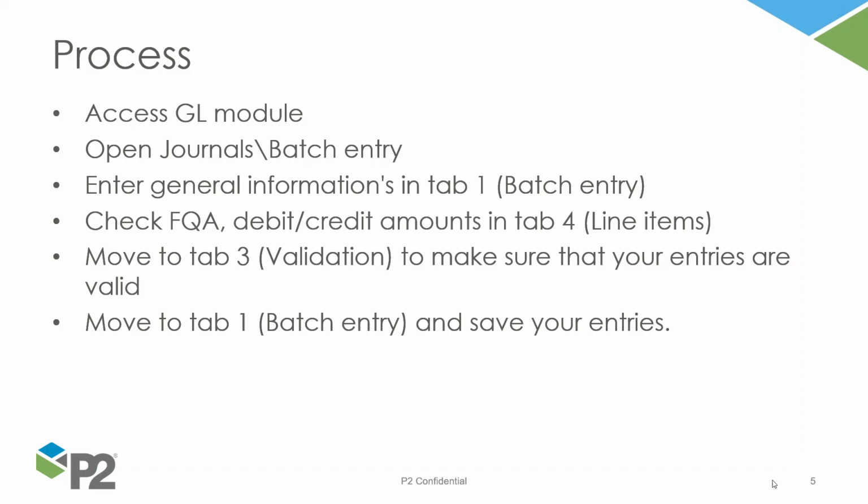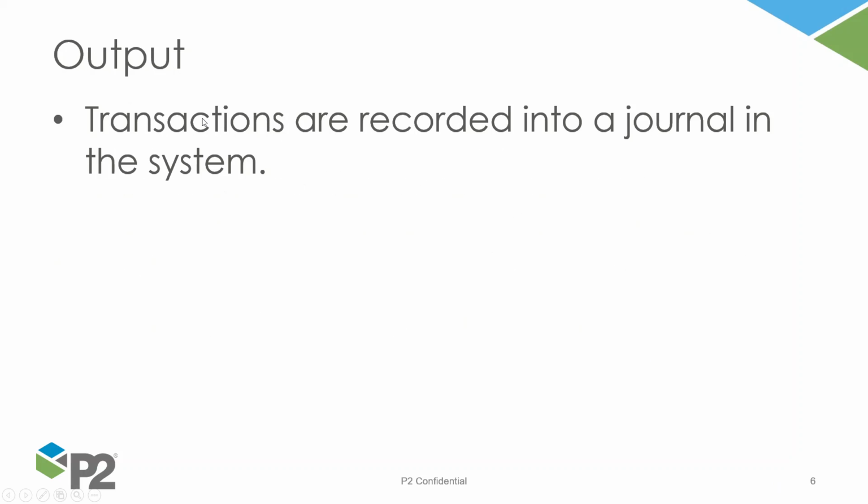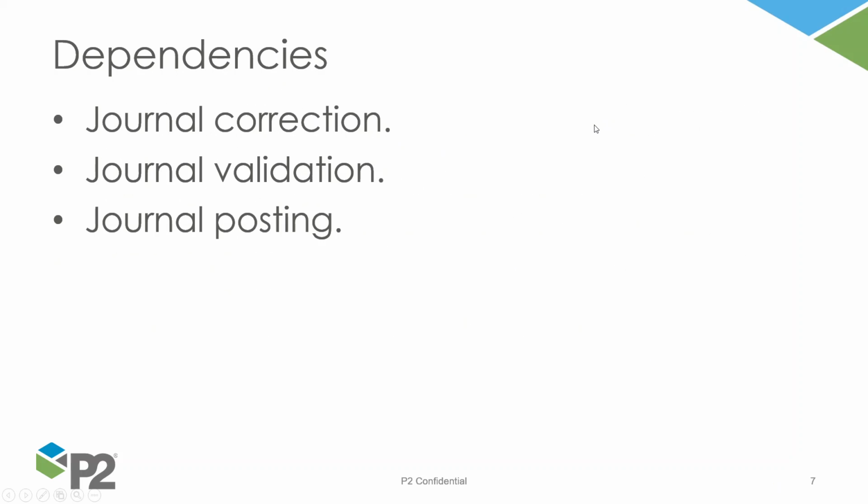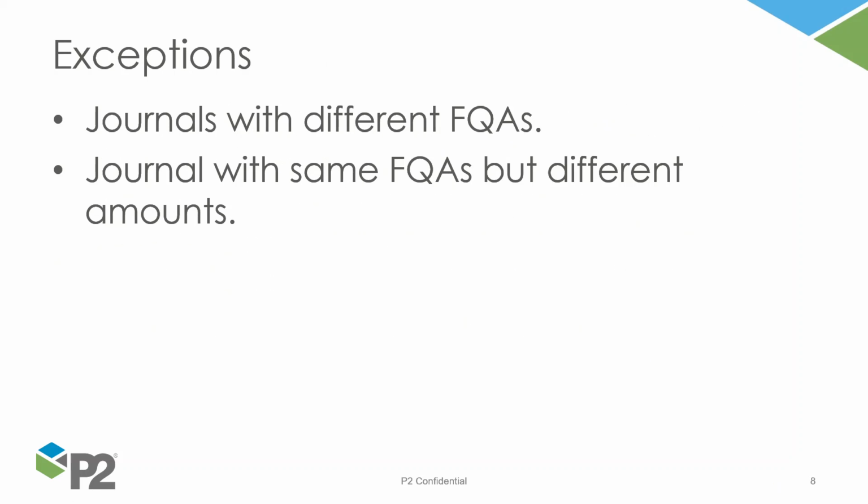Now we can move to the output. So here the output is that the transactions are recorded into a journal in the system. The dependencies are the journal correction, validation, and posting. We might want to correct this journal, or we will directly validate it and post it. And the exceptions are if we are going to enter journals with different FQAs or journals with the same FQAs but with different accounts. So in this case we could not choose the recurring journal.